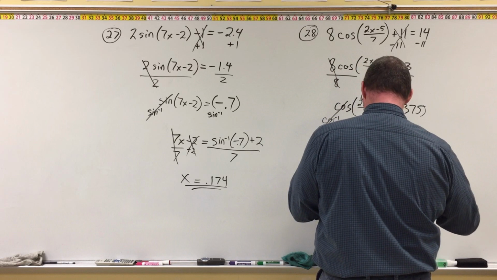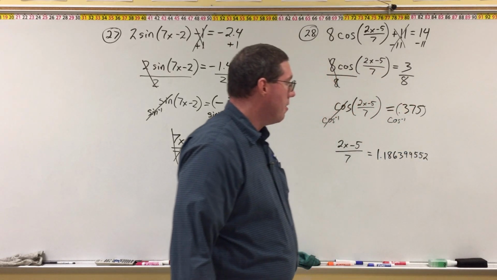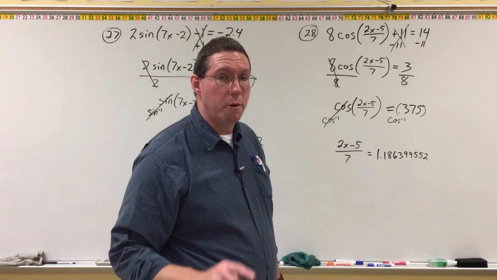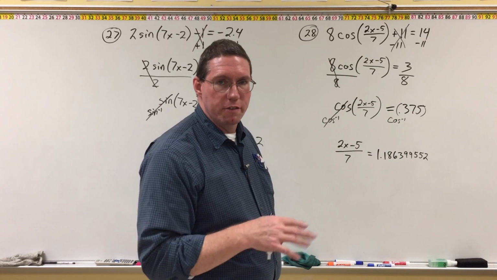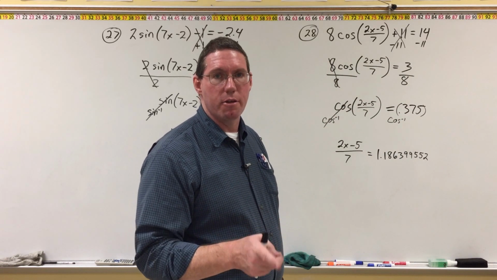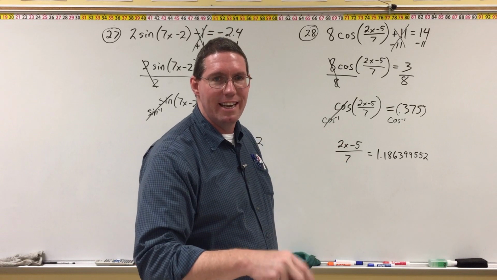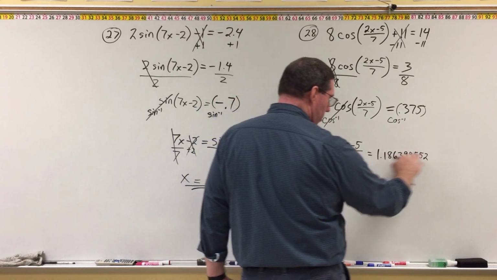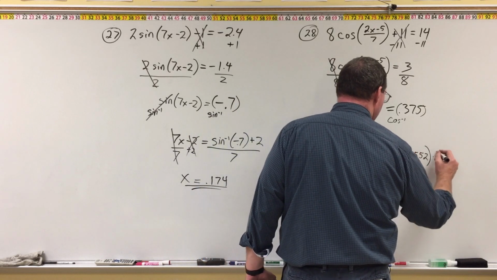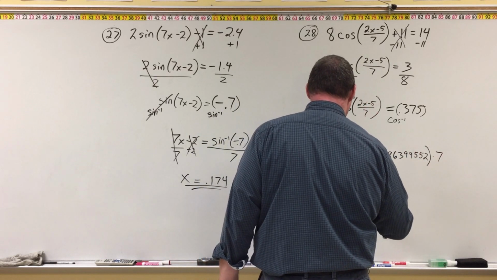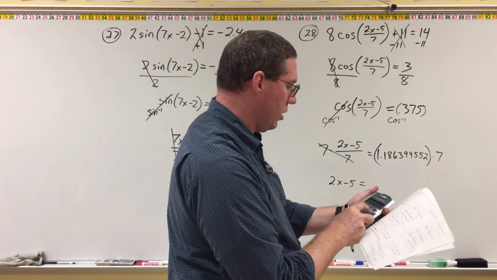552. The reason I'm writing out so many numbers is because I'm not at the end of the question. It would be very dangerous for me to round now and then do a whole bunch of additional math, because that rounding is going to carry itself forward, and the rounding error will become larger and larger. So I'm putting as many decimals as I can. So I'm going to multiply by 7 on both sides, and I get 2x minus 5 equals. Now this number is still sitting in my calculator, so I can just hit times 7.